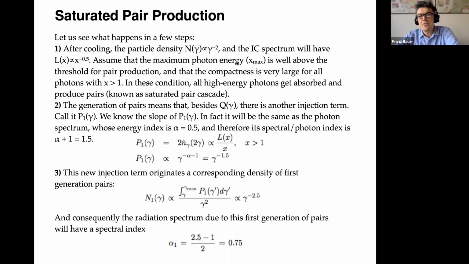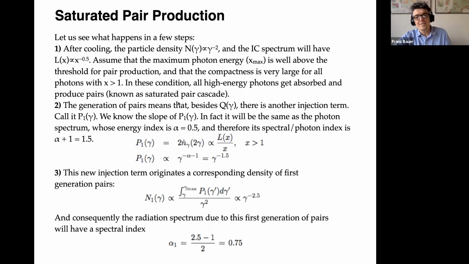And we're going to have a maximum photon energy here, and this is going to be above the pair production threshold. We're going to have a very compact region, and so the process begins to generate second and third cases. All the high energy photons will be absorbed and produce more pairs. This is known as a saturated pair cascade.